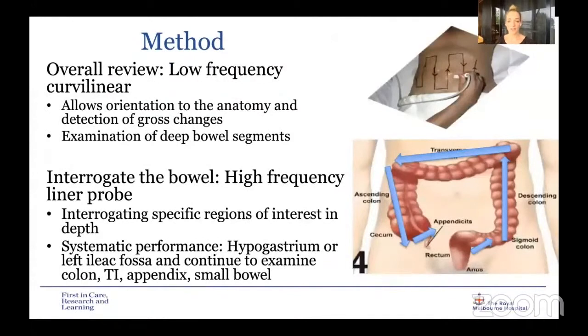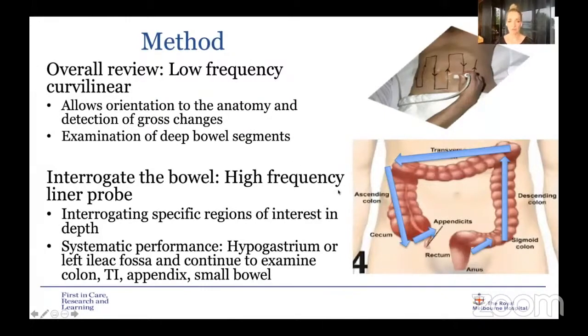So when we approach a patient, we first start with that low frequency curvilinear probe we discussed earlier, and we do this zigzagging pattern over here to look at the overall orientation of the anatomy and to detect any gross changes. That low frequency probe is also good if people are heavier and you can't get through the abdominal fat, as well as for examination of deep bowel segments.